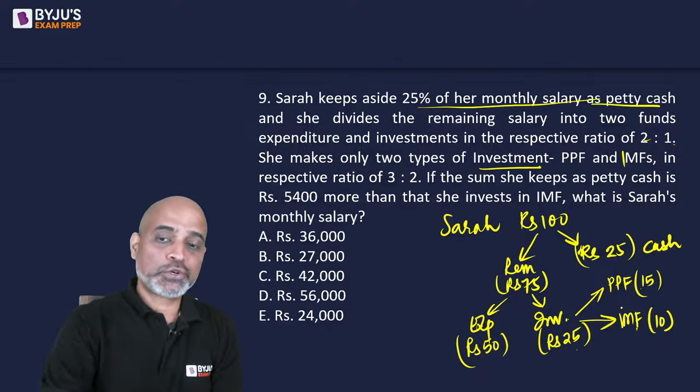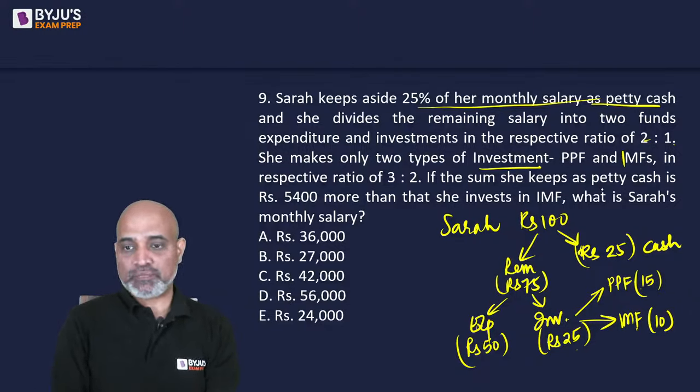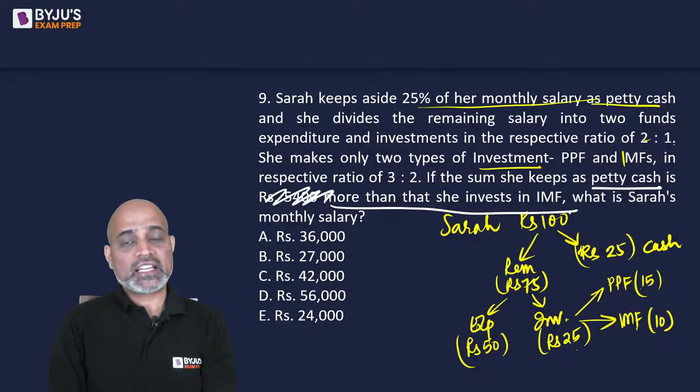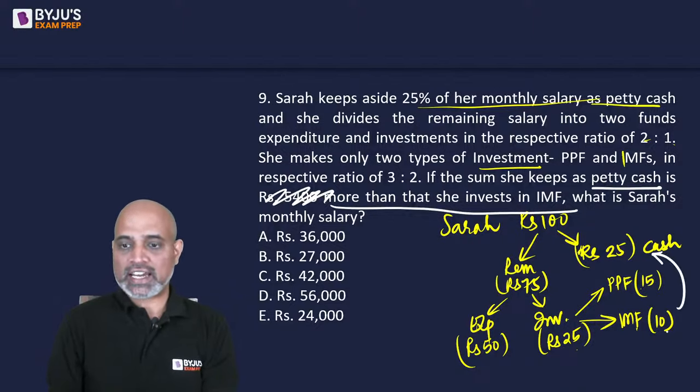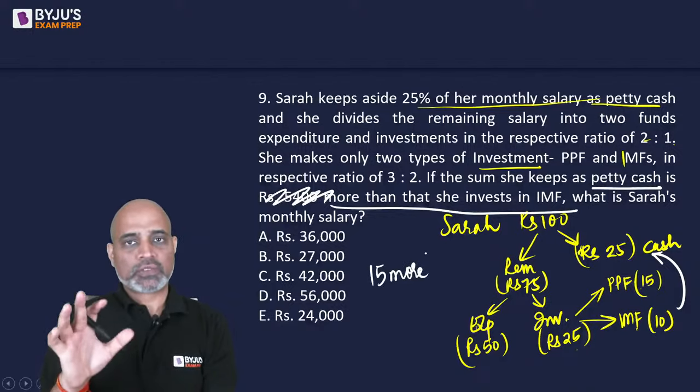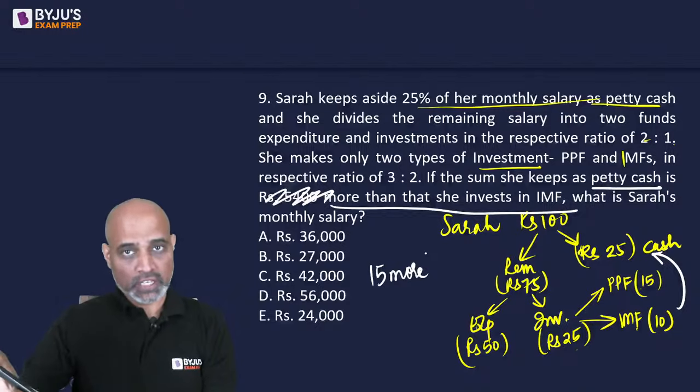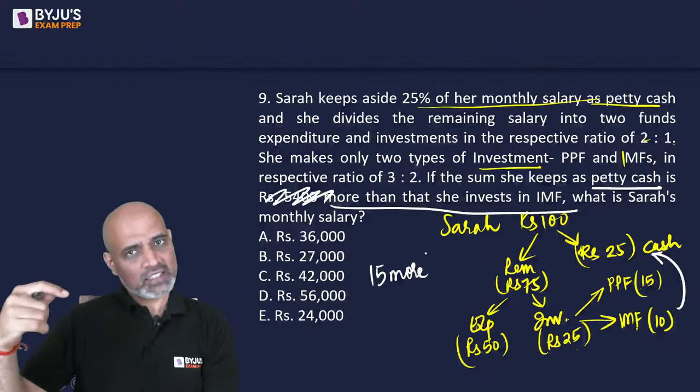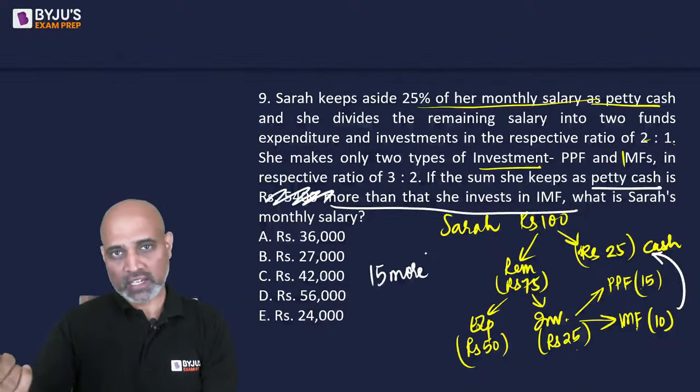Now, if you read the question, it is given that petty cash is more than IMF. So petty cash is more than IMF. How much more is this? 25 minus 10, 15 more. With the values that we assumed and solved, can I say petty cash is 15 rupees more than IMF?